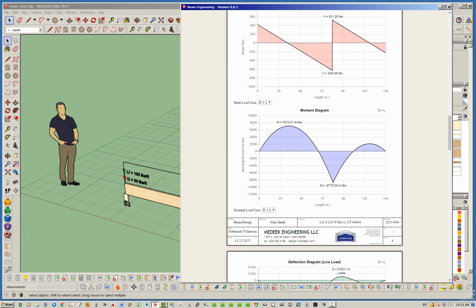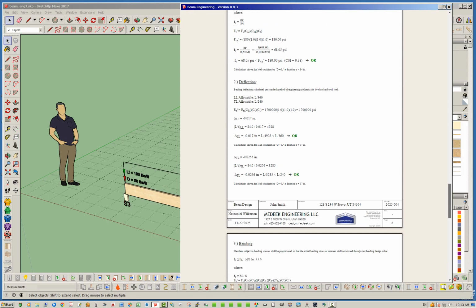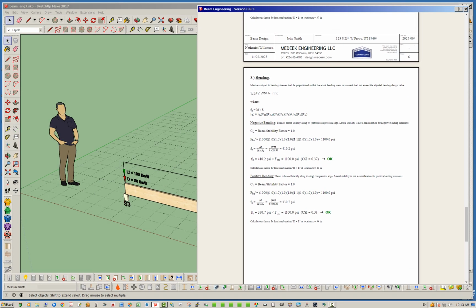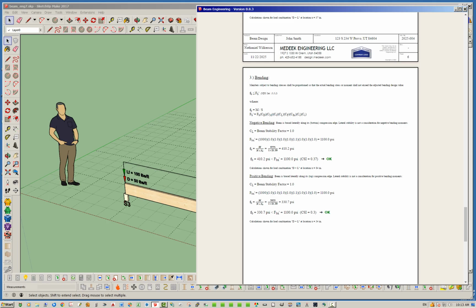So that is why we have to consider what's going on at both the top and the bottom edges of this beam. Okay, so in this case, we set it to full lateral bracing, and you'll notice here with the bending, you're going to see what's called the beam stability factor, or C sub L. And for both negative bending and positive bending, that factor is set to 1. So if the beam is braced laterally enough, that factor will go to unity, or 1, and it will not decrease the allowable load or stress permissible in the beam.